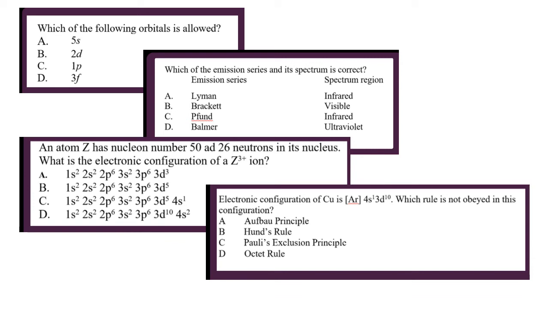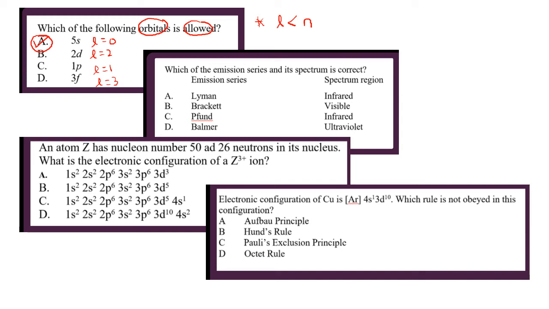Next question, which of the following orbitals is allowed? D orbital means L equal to 2, P orbital means L equal to 1, while F orbital means L equal to 3. And 5s means L equal to 0. Generally, we already have the idea that the L value must always be smaller than the N value. So the only allowed orbital is 5s.